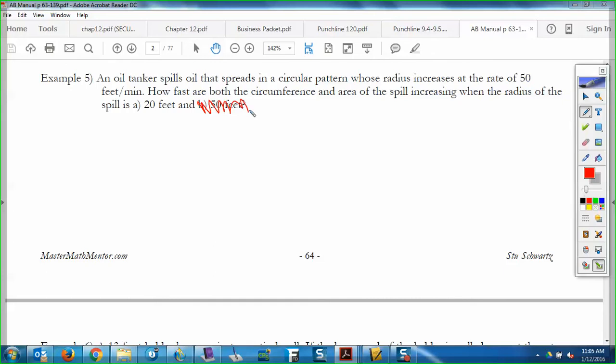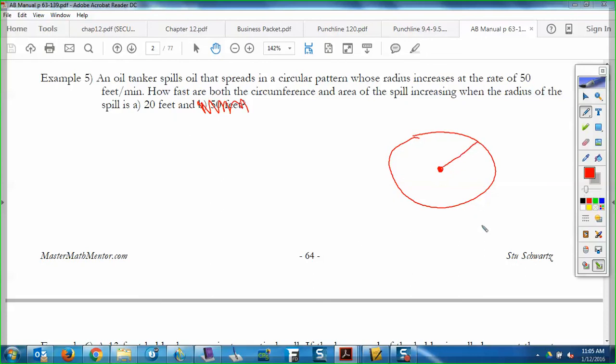How fast are the circumference and the area of the spill increasing when the radius of the spill is 20 feet? So it spills and it's growing and it's growing, and we want to know at the moment in time when the radius of the spill is 20 feet. Okay? All right, so I've got a circle. This is my oil spill, and it's growing.